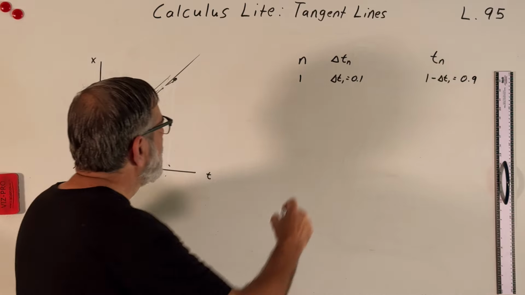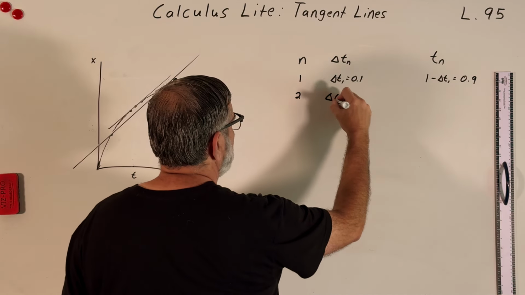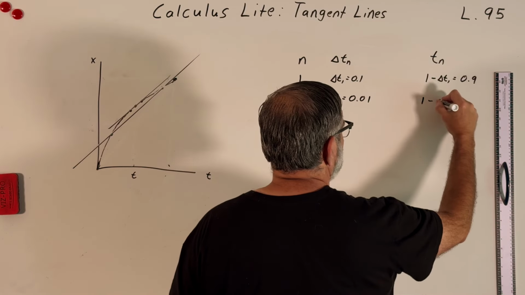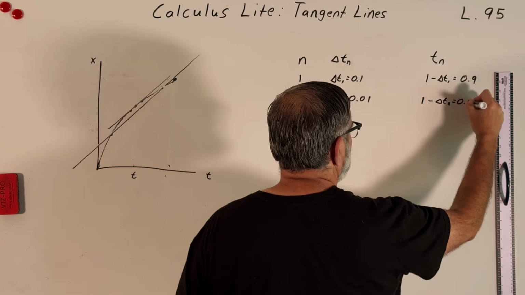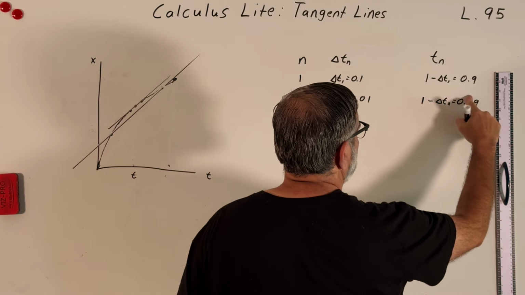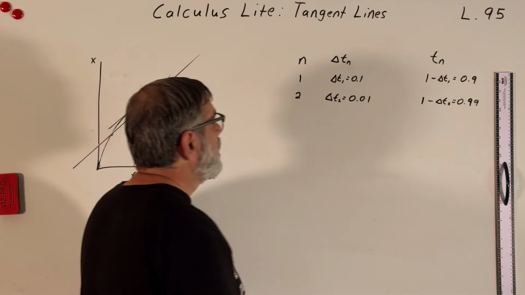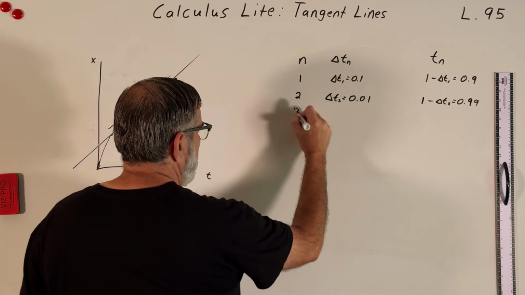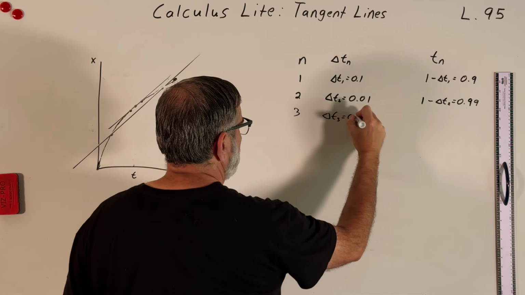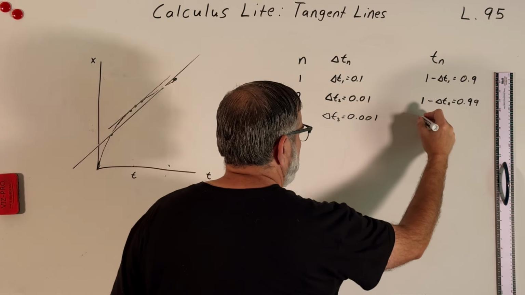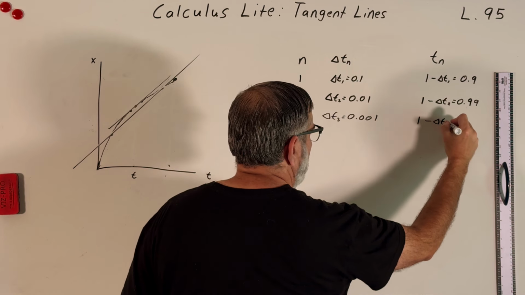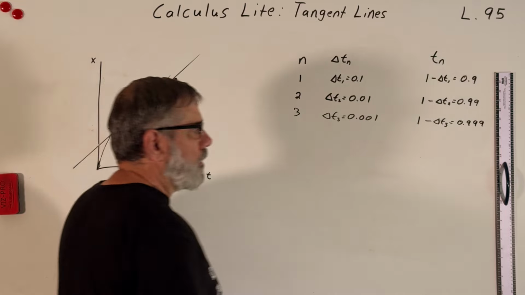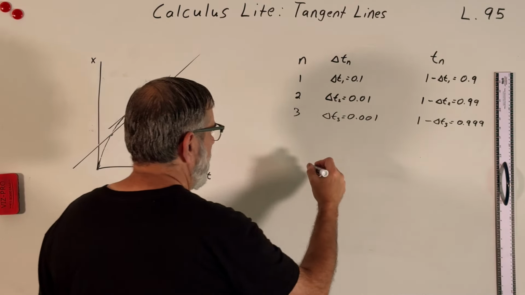All right. For n equals 2, we'll let my delta t2 be equal to 0.01. So that now 1 minus delta t2 is equal to 0.99, sorry. Okay? And you kind of see where I'm going with this, right? 3 would be delta t3 equals 0.001. And t sub n is 1 minus delta t3, which is equal to 0.999. Okay? And I can keep doing this on and on and on, right?